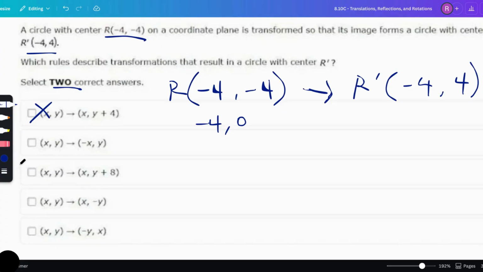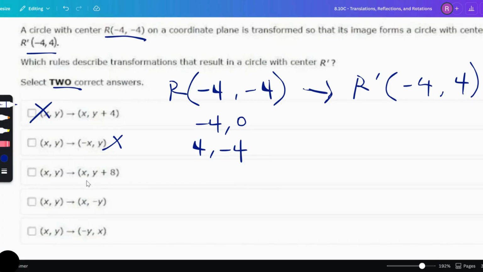Let's try the second one. It says -x comma y. So let's multiply -4 by negative. That becomes 4 comma -4. This also is not correct, because we need -4 comma 4, but this one says -x. Negative times x is 4, and keeping y gives -4.